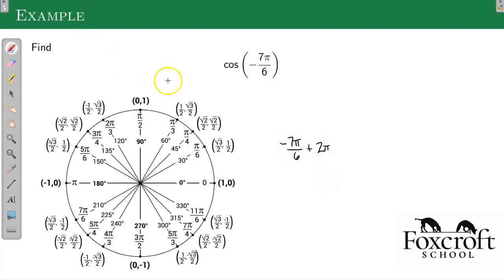We do the same process. We can always make something a fraction by putting it over 1. And I want the bottoms to be 6, so I'm going to multiply by 6 over 6.